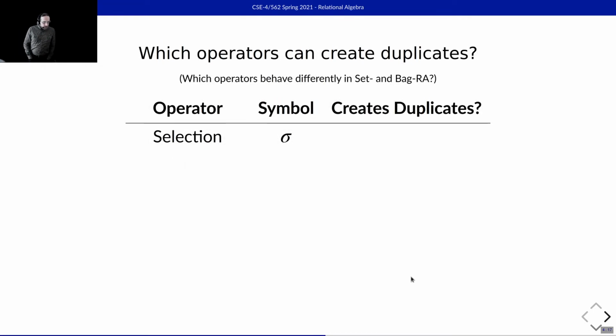Okay, there's already some discussion about this in the chat, which is fantastic. I want to recap this for the class, but I guess maybe we already talked about this. I don't need to go into it. But let's look at each of the operators and ask ourselves, can this operator create duplicates? In other words, if the input to one of these operators is a set, could the output hypothetically end up being a bag?